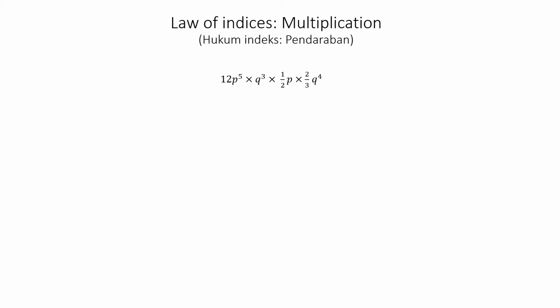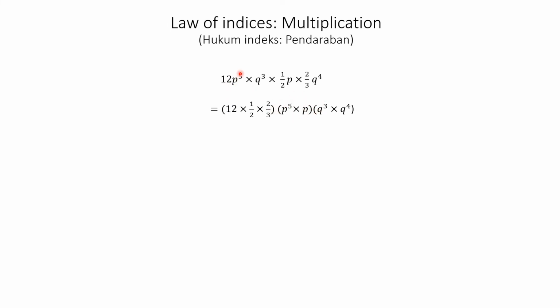But don't worry, the first step is still the same. The first step is grouping. So you have to group the numbers together. The numbers are 12, 1 over 2 and 2 over 3. And the terms have two types of base. You have base P and base Q. So you have to group the terms with the same base together. For the numbers, you group it together, and the terms with the same base, group it together.